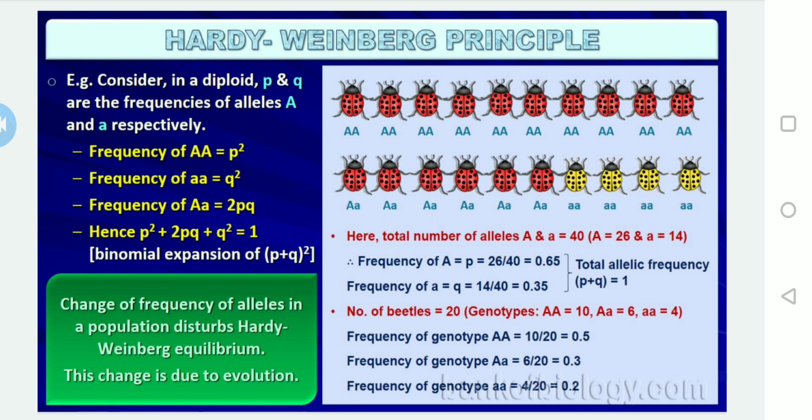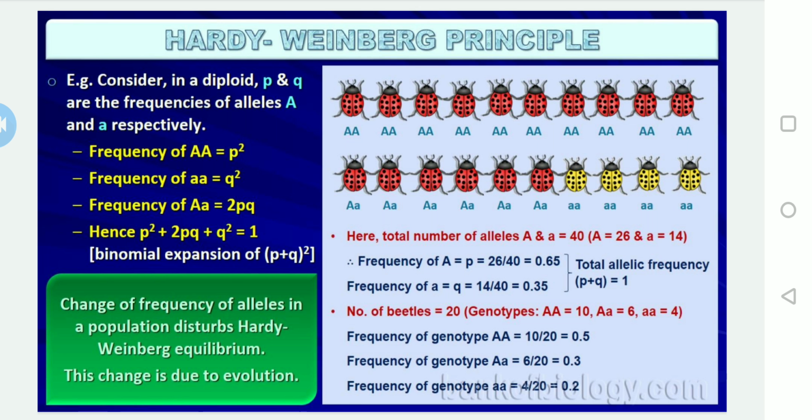Now the number of beetles is equal to 20. Among these genotypes, capital A capital A, that is homozygous, is equal to 10. Capital A small a, heterozygous, is equal to 6. Small a small a, that is homozygous recessive, is equal to 4. So the frequency of genotype capital A capital A is 10/20, you will get 0.5. The frequency of genotype capital A small a is 6/20, which is 0.3, and the frequency of genotype small a small a is 4/20, which is 0.2. If you add all these, how much will you get? You will surely get 1, isn't it? So that's what I said, p plus q is equal to 1.